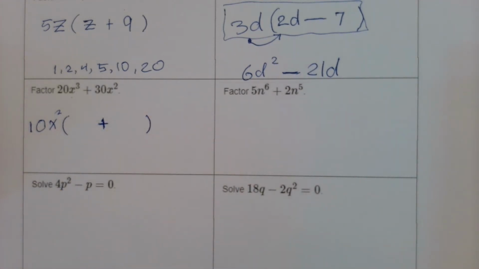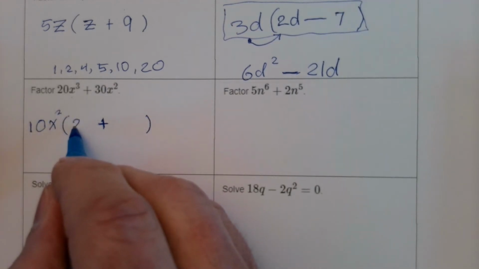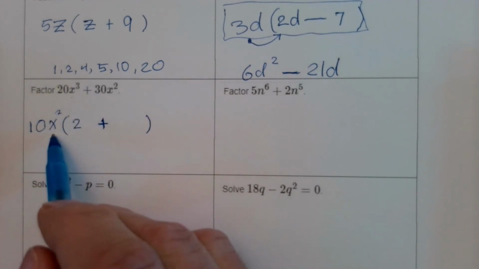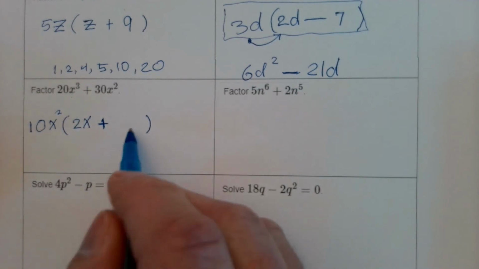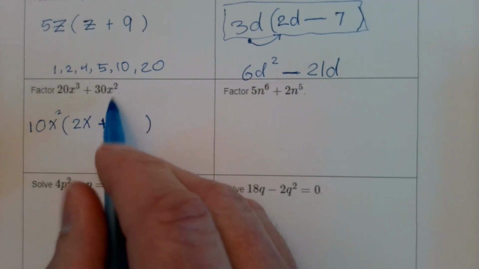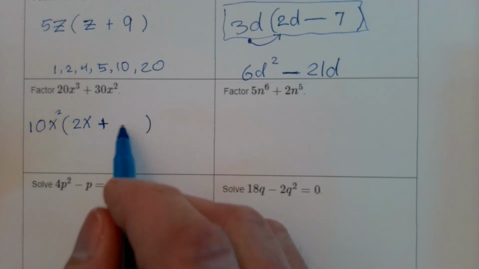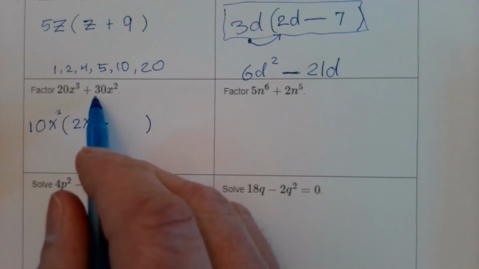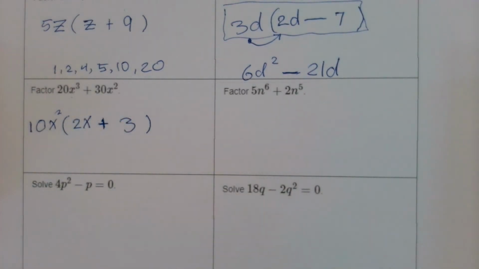Now go back and figure 10 times what makes 20? Why, that's 2. Okay? Now we're trying to make x cubed, and I only have x squared here. You will need one more x. Whereas over here, I'm trying to get to x squared. All the x's I need will come from here, and I won't need any additional x's here. 10 times 3 is 30. So I put a 3 there, and I'm done.